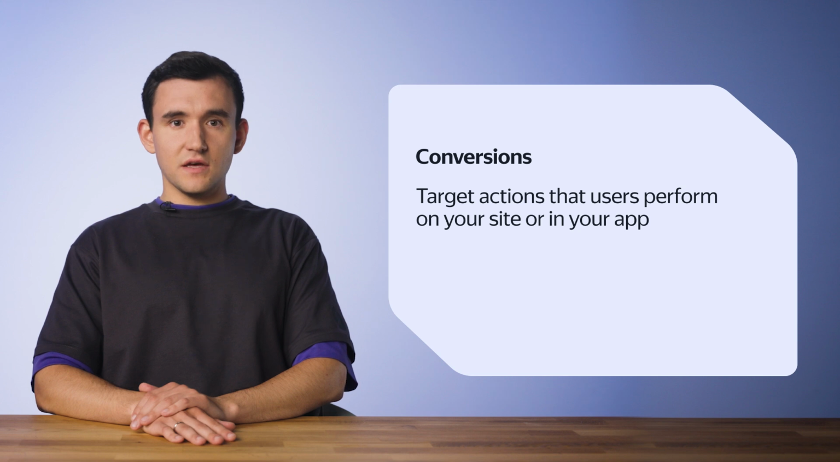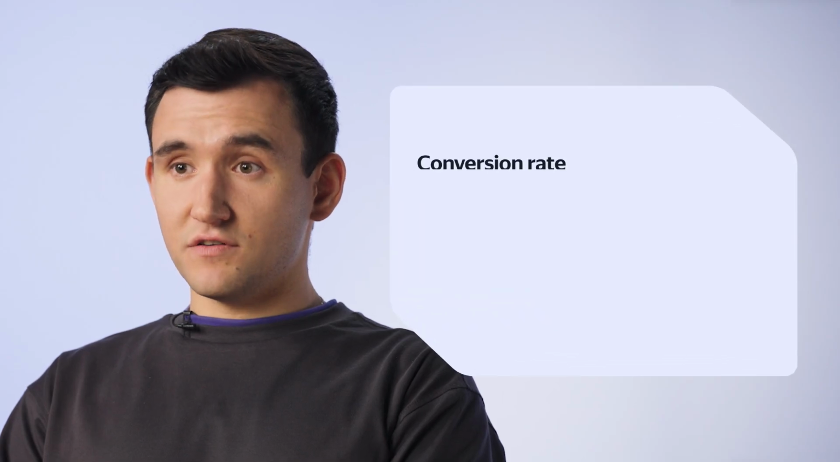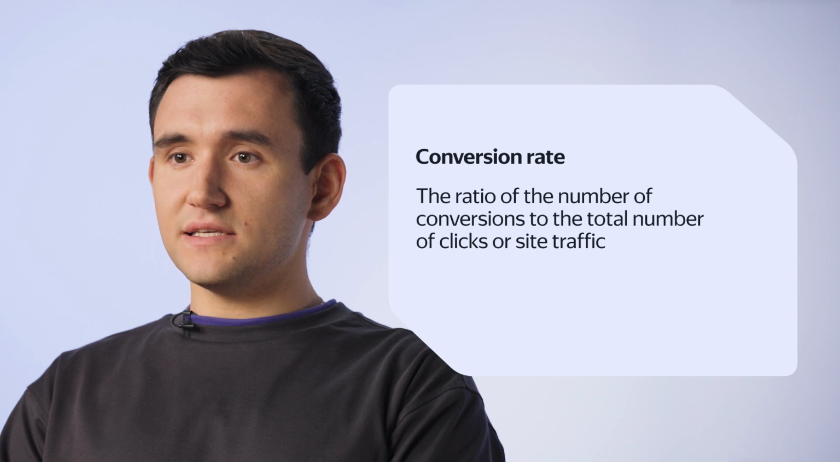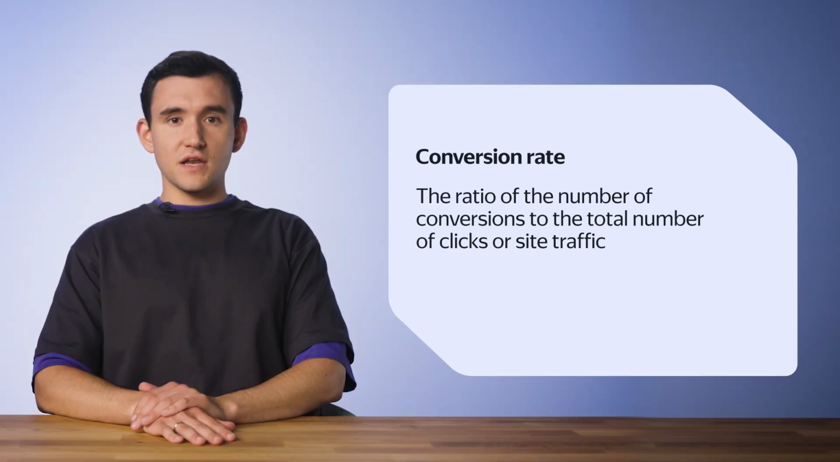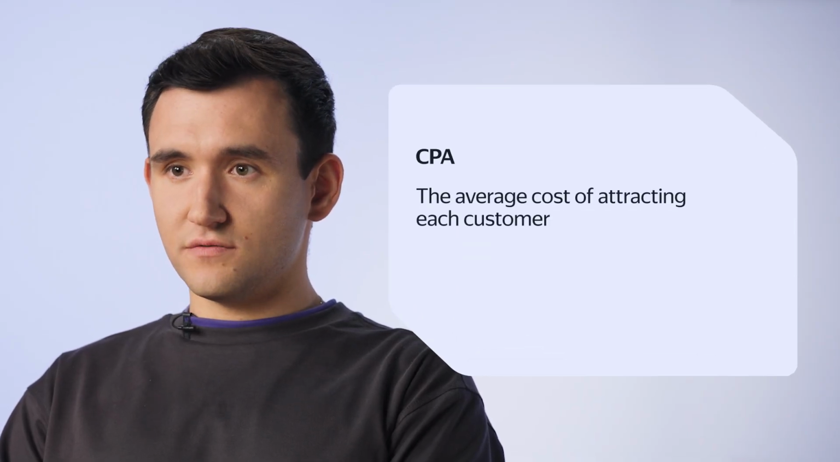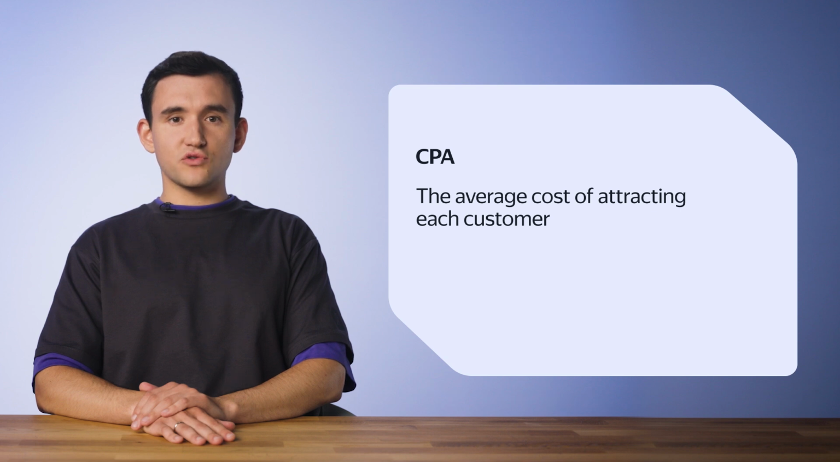Since it's important for performance ads to work with the lower stages of the sales funnel, the key metrics for this type of advertising are as follows. First of all, there are the conversions themselves, the target actions that users perform on your site or in your app. These usually include requests, orders, calls, or actual sales. Apart from conversions, advertisers also analyze the conversion rate, the ratio of the number of conversions to the total number of clicks or site traffic, and the CPA, the target conversion cost. This shows the average cost of attracting each customer.